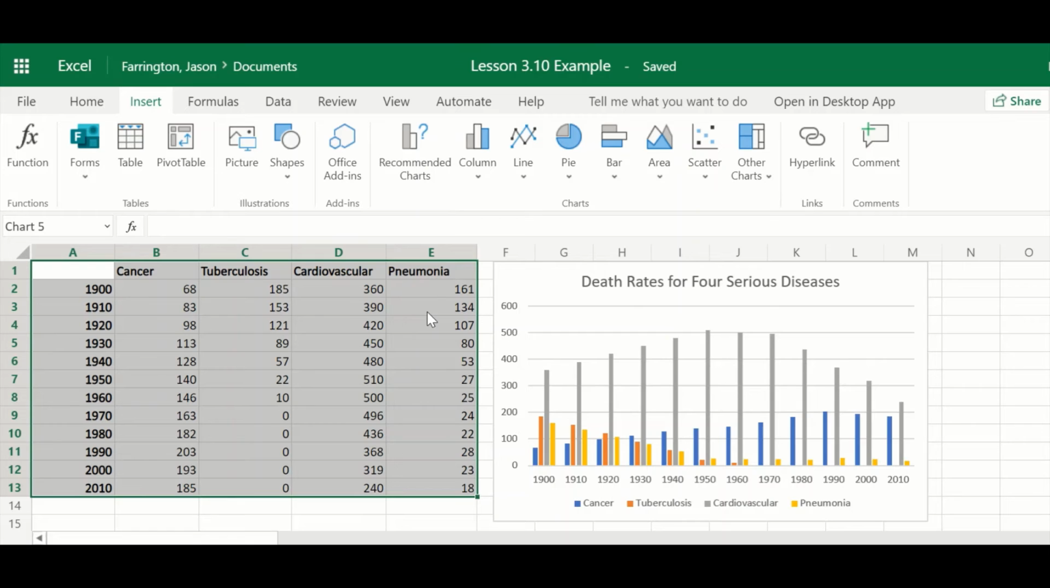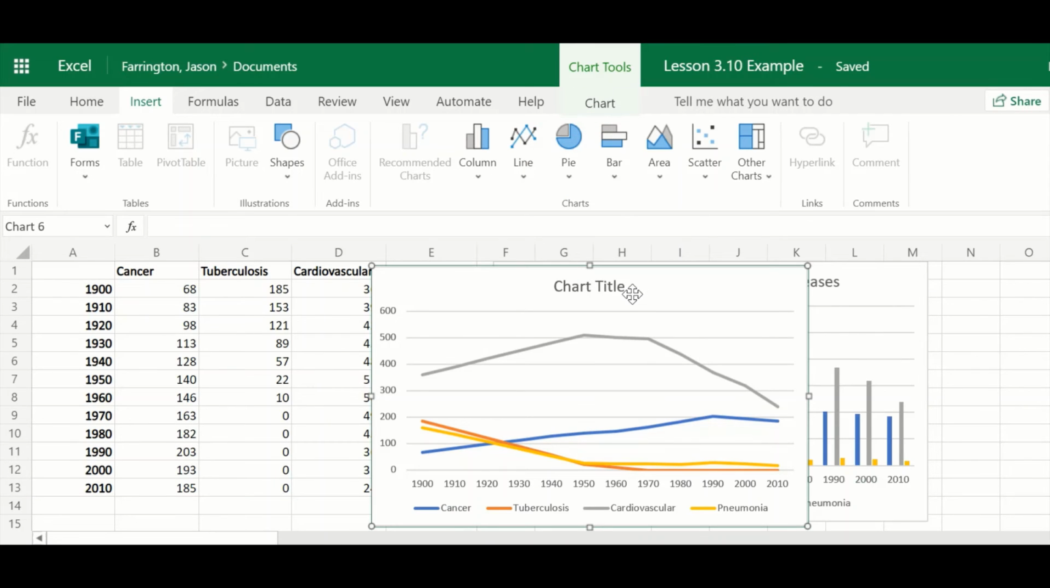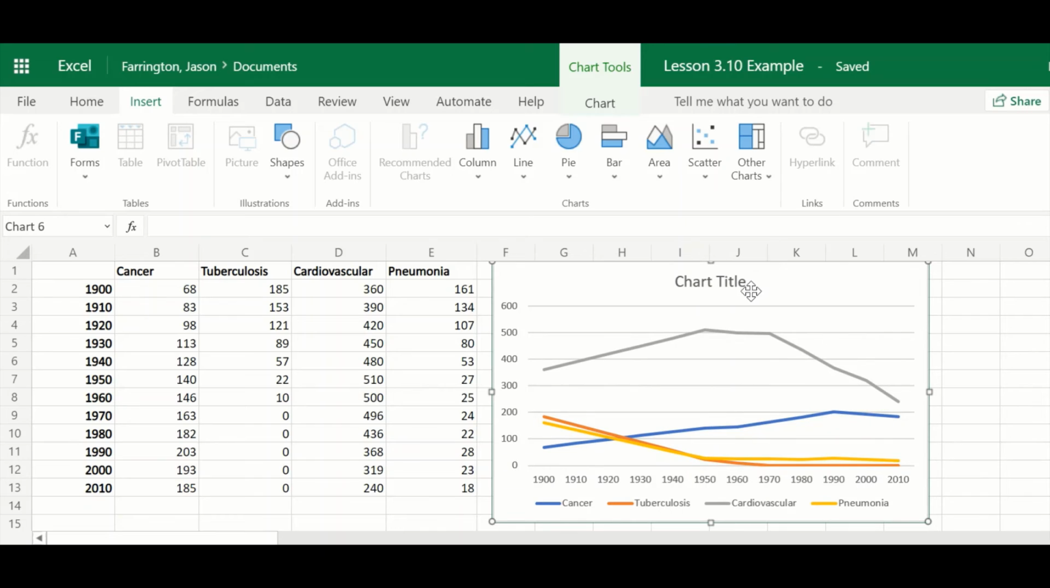Now with this same information highlighted here, let's change this to a multiple line graph, and there's that multiple line graph. We'll just put that right over the top, and I won't bother changing the chart title again. But here you can see that instead of the data represented by these rectangles or bars, it's represented by lines, and you can see the cardiovascular disease has remained on top and has reached a peak in about 1950 and has come down since. The cancer rates have been on the rise throughout this, and then tuberculosis and pneumonia started relatively high and have come down. So that's the multiple line graph.